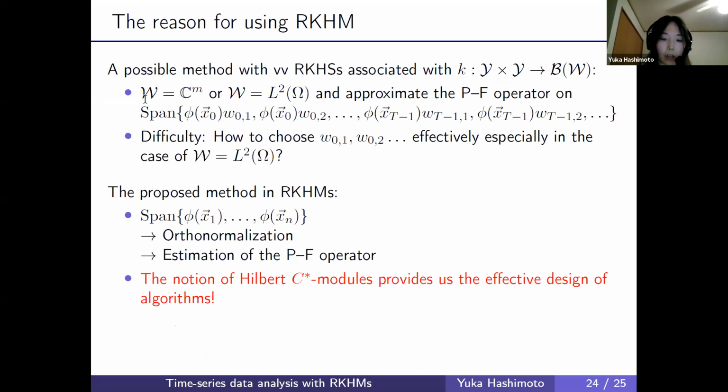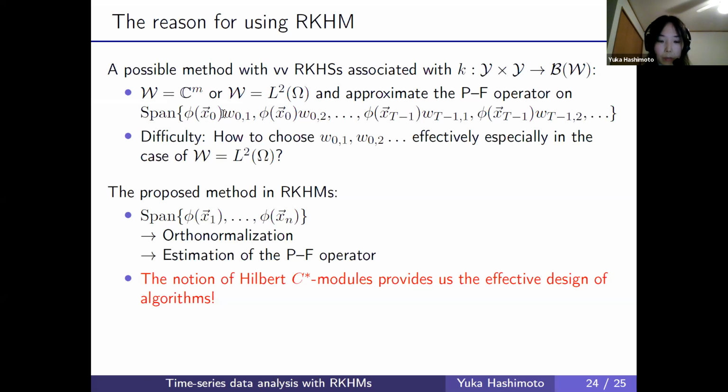For example, if we set W to M-dimensional space or W to L2 function space, then we can approximate the Perron-Frobenius operators on this subspace of VVRKHS. But please recall the vectors in VVRKHS are vector-valued functions. And this phi x is an operator-valued function.